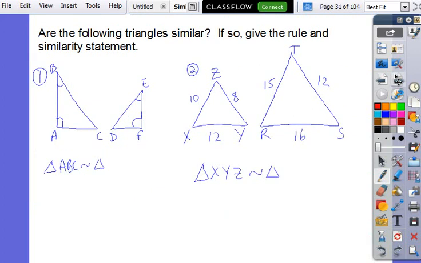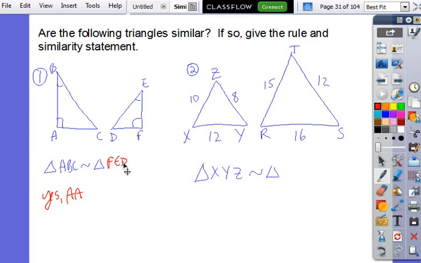For the first one, yes or no? Yes, it works by angle angle. It's already got the similarity statement started for me. ABC would have to match FED. Scale factor, I don't have a scale factor because I don't have sides.